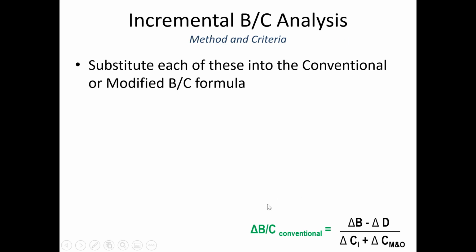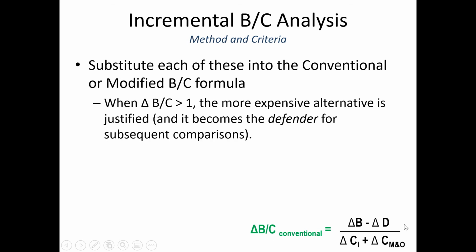So this is what the formula looks like when we're doing the incremental analysis. The incremental benefit cost is just, you find the difference between options. You can do it for either modified or the conventional formula, and the decision criteria is that when the ratio is greater than 1, then you choose the more expensive alternative.